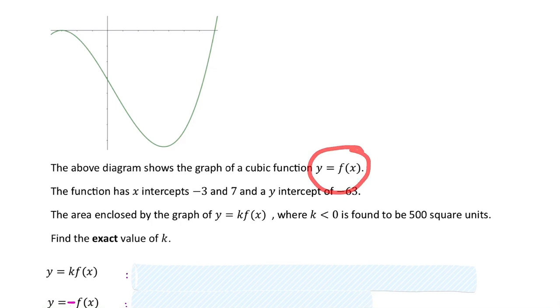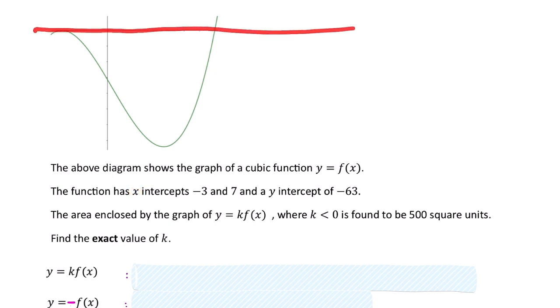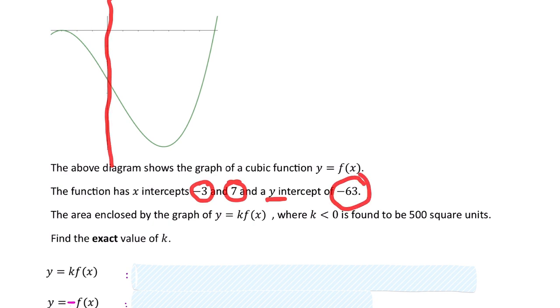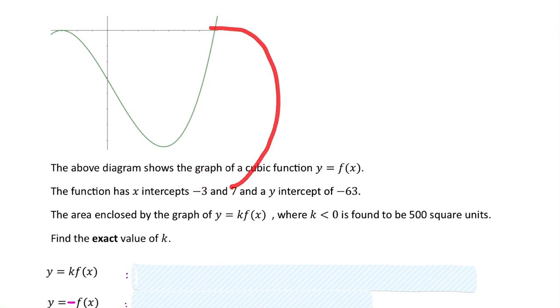Here we have a function. It looks like a cubic function, and we're told that it has x-intercepts, that means where it intersects the x-axis, of -3 and 7, and a y-intercept, where it intersects the y-axis, of -63. So we can find these points on the graph. So that's this point, that's that point, and that's that point. So let's label those. So that's 7, -3, and -63.